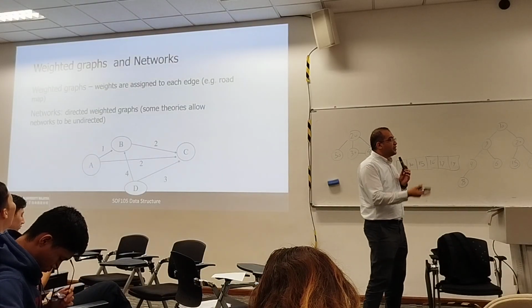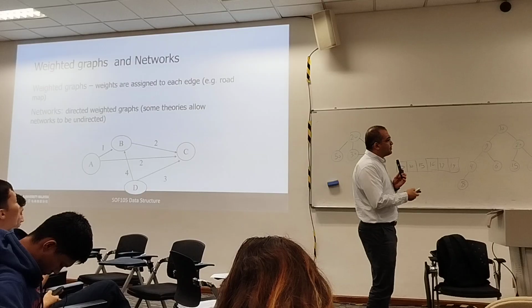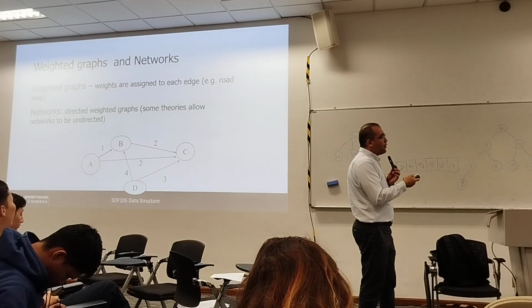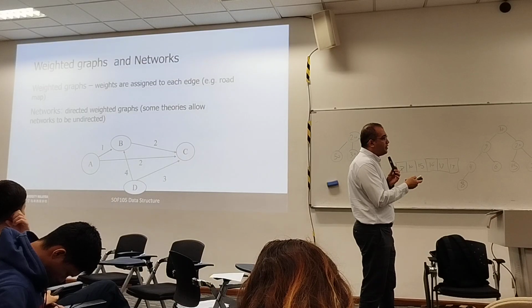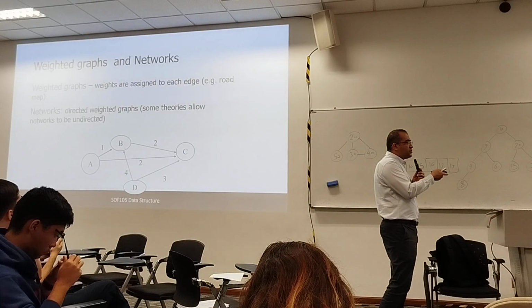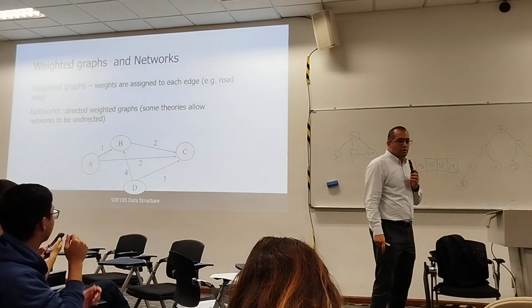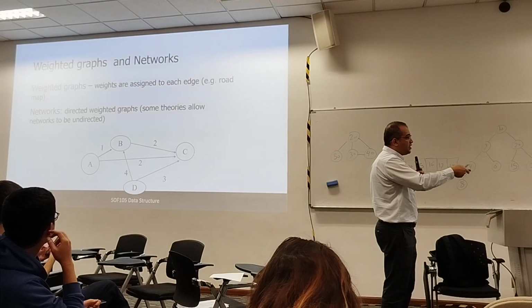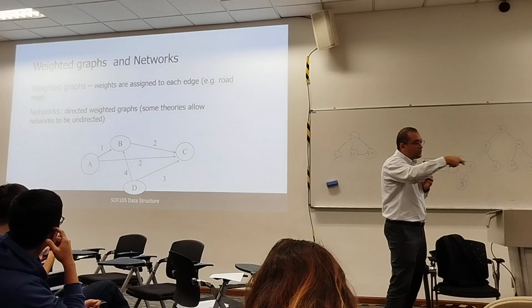So, weighted graph and networks. I think we can go a little bit faster. We also studied networks as well. So weighted graphs, weights are assigned to each edge. Look here, if I go from A to B, what is the cost? Let's say A is your home, B is your neighbor, C is also your neighbor, and you want to connect them with a cable, right?